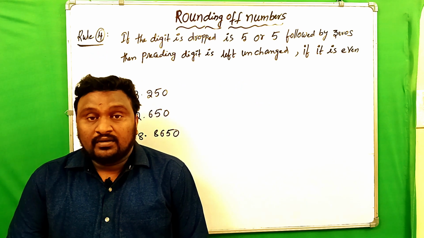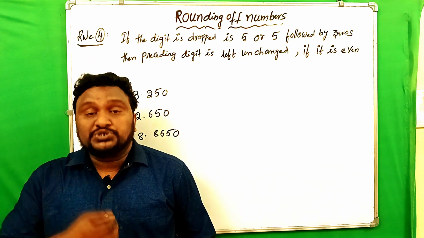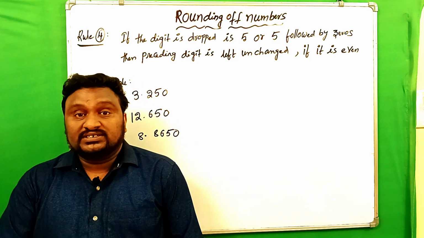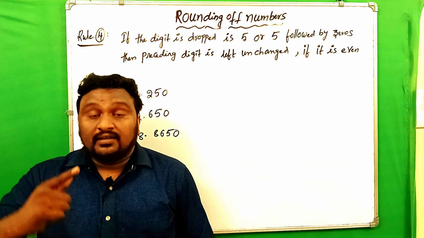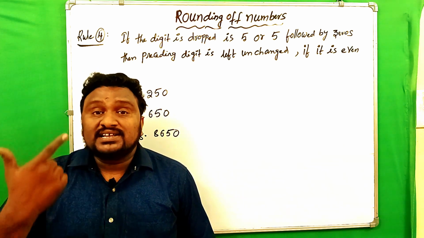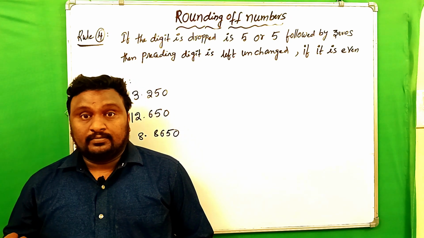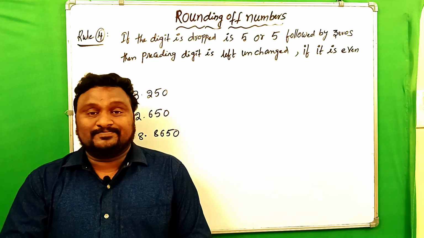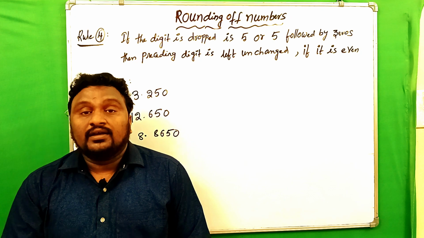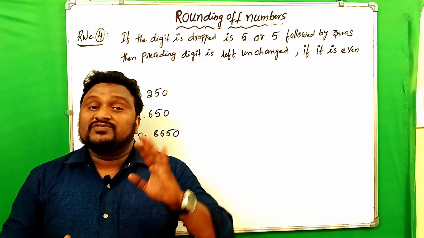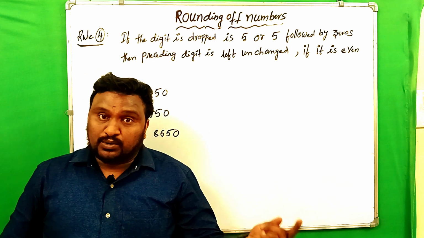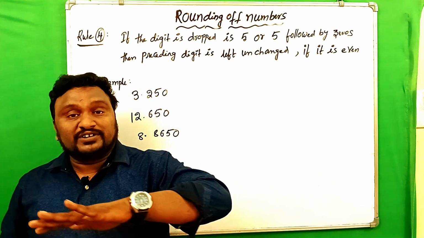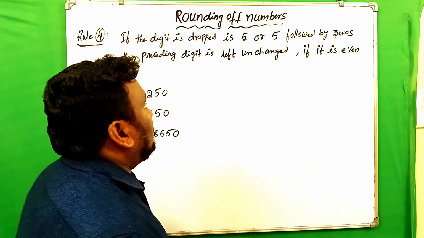See the next rule. If the digit to be dropped is 5 or 5 followed by zeros, then we have to check whether the preceding number is even or odd. If the preceding number is even, there is no change to it. Clear? If the digit to be dropped is 5 or 5 followed by 0, then if the preceding number is even, there is no change, no modification for it. Clear? Let's see some examples.